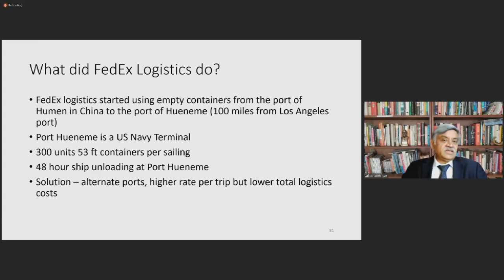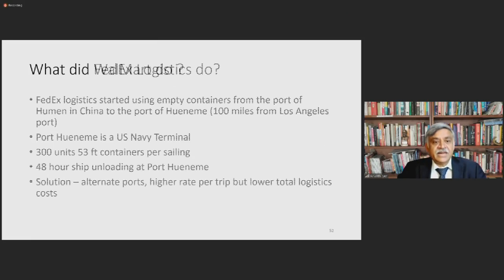Now, of course, FedEx is a logistics company, so they started offering this capacity. So this was one solution. And the idea in this solution is to basically trade off the higher rate, smaller ship, but lower logistics costs because of faster turnaround. You recall that I told you about all the delays disappearing. So this is one possible solution, something that FedEx did. Next slide, please.